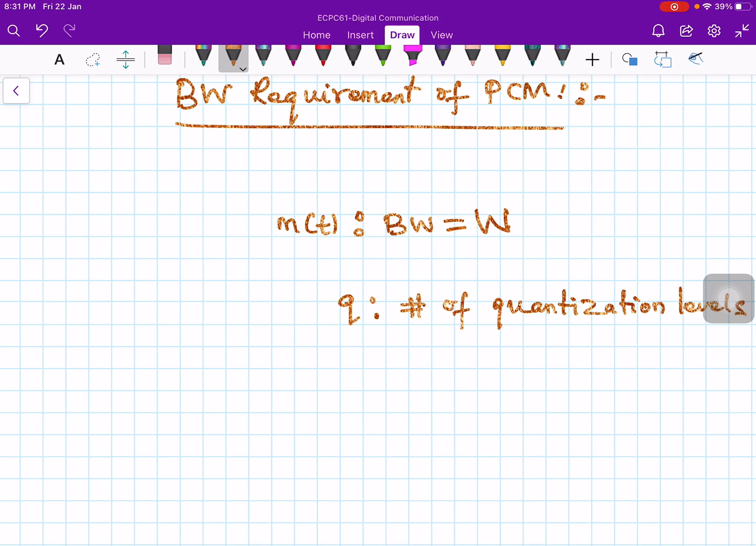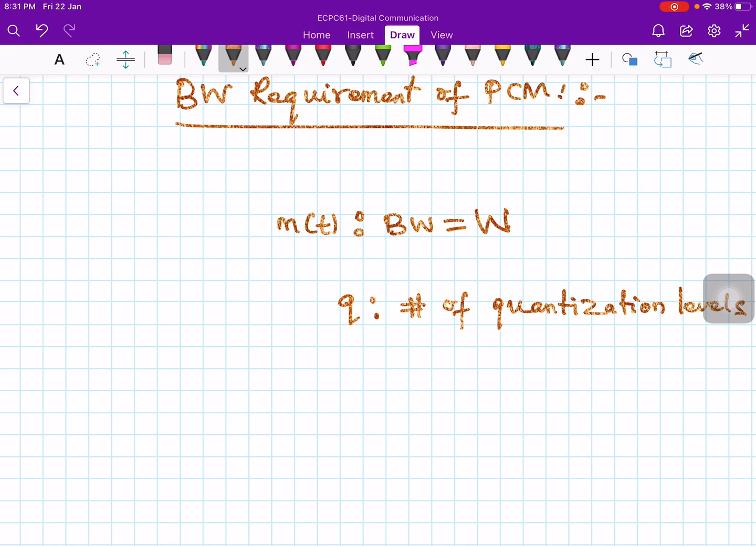In case I take 7, what is going to happen? I can choose 3 bits again, but one level will be wasted. Suppose I take 5, then I need 3 bits to represent only one extra quantization level. So it is always wise to choose the number of quantization levels to be a power of 2.